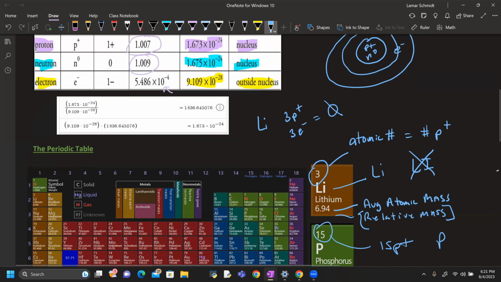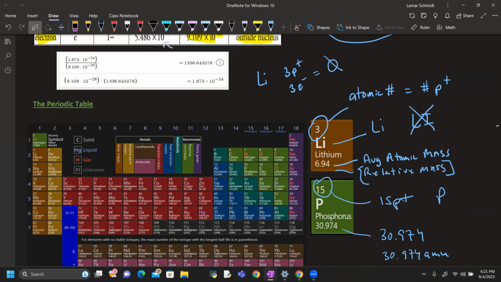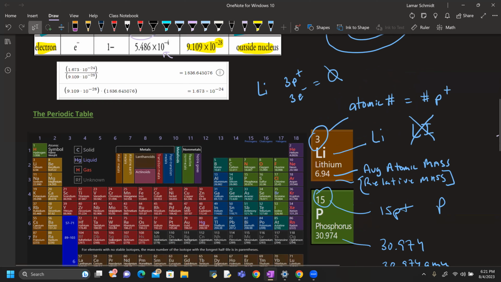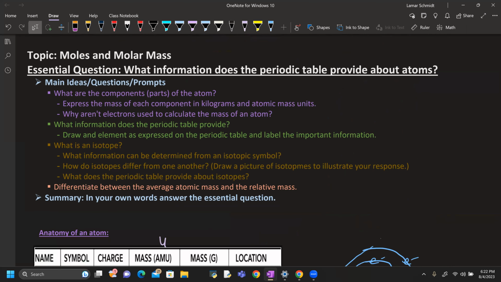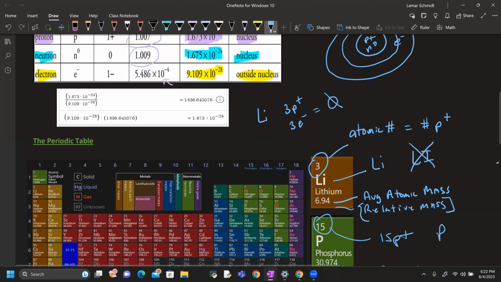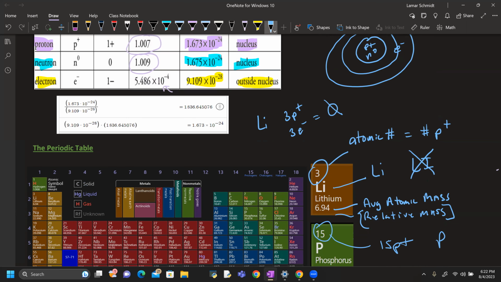So you might be asking, well, how can we determine the number of neutrons? Well, let's make sure we finish answering our questions. It says, what information does the periodic table provide? And we're supposed to draw an element as expressed on the periodic table and label the important information. So here, just like we see on the periodic table, we labeled the atomic number, which tells us the number of protons, the symbol, and then we know this can be the average atomic mass, or a better term is the relative mass.